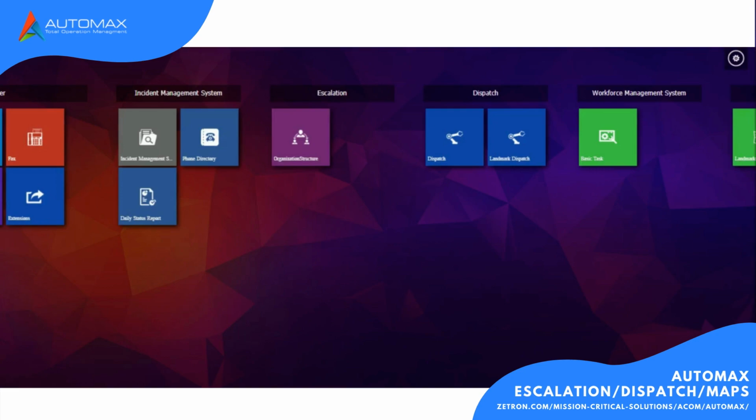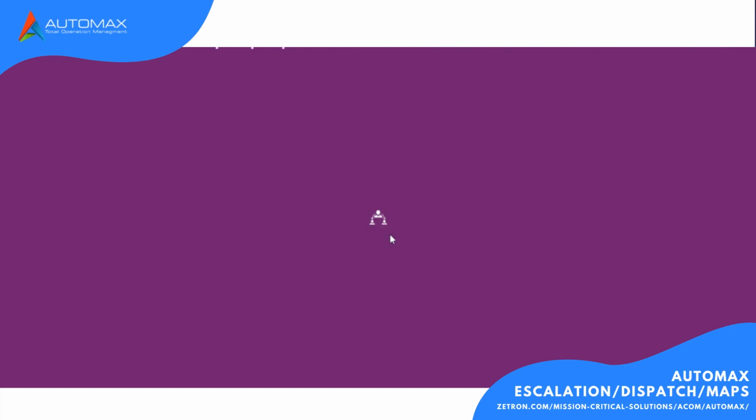Then we have the escalation module, in which we define the escalation role by defining the user who should receive the escalation, the time of receiving the escalation, and the criticality of the incident where they should receive the escalation. We set all this configuration from the organization structure.